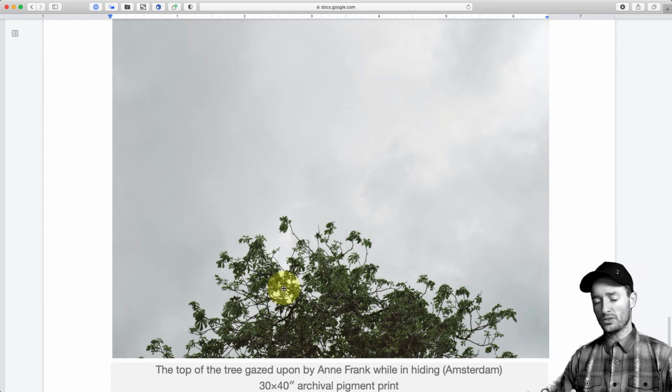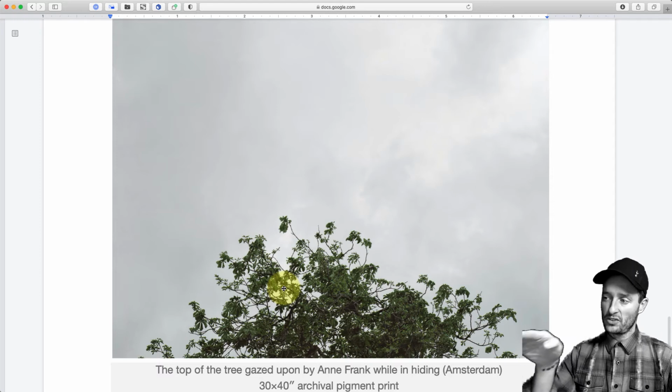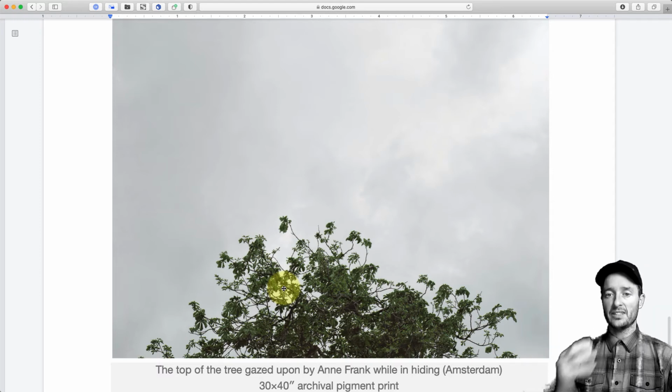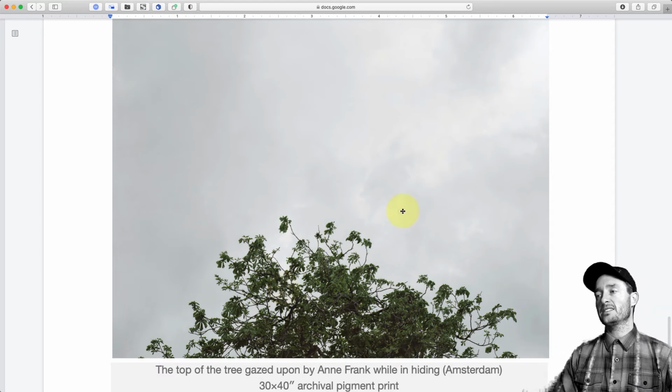Are you thinking about World War II? Are you thinking about Nazi Germany and its occupation of Amsterdam? You're not thinking about any of those things. But then once you read that title, that all floods in. Okay, that's a very conceptual strategy, using the title in order to influence and inform the meaning of the image.